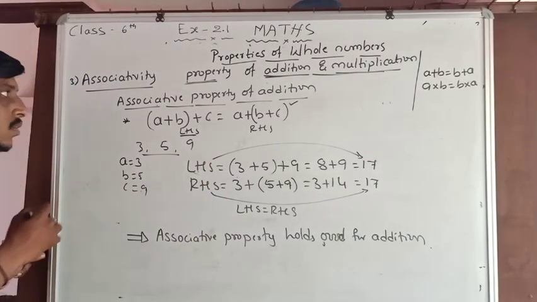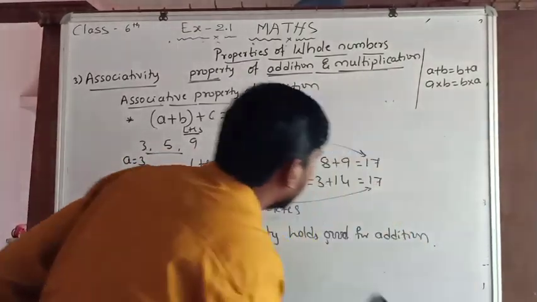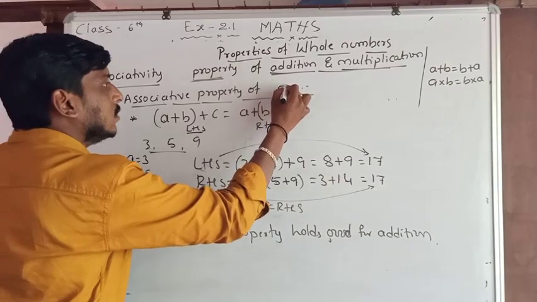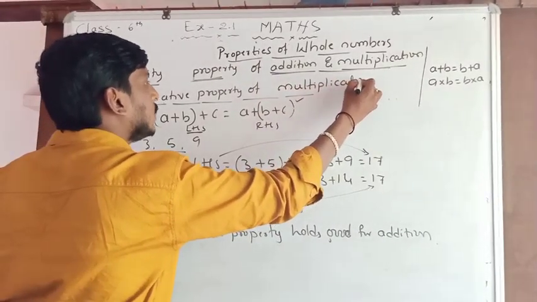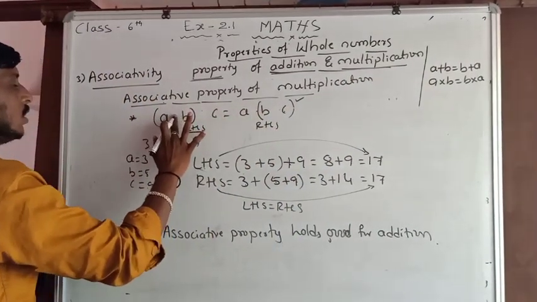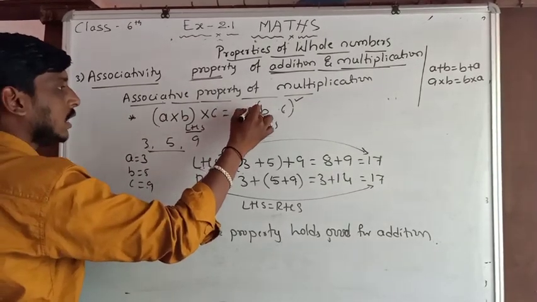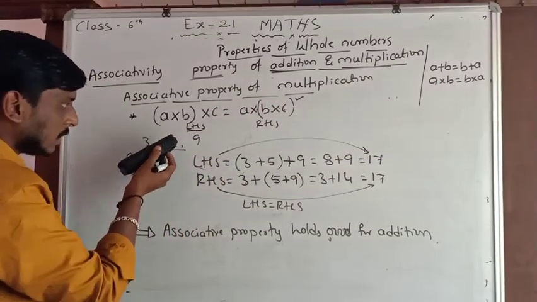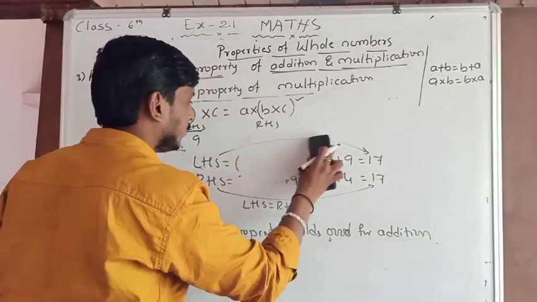Okay. Next I will go for the associative property of multiplication. Just I will change that here: multiplication. Instead of the plus sign, you just put the multiplication symbol. So (a × b) × c is the LHS, and a × (b × c) is the RHS. I will take the same examples. So how to start that? LHS and RHS.